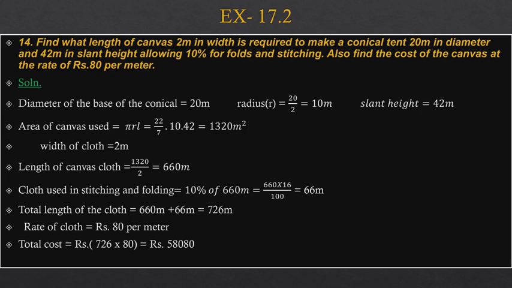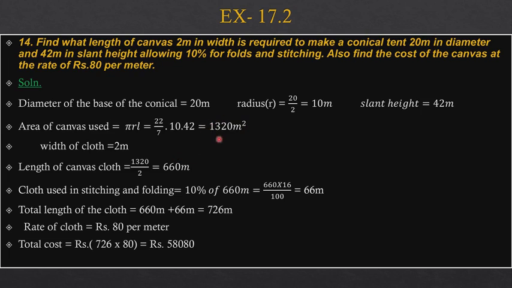Now we know that the diameter of the base of the cone is given 20 meters, so its radius will be 10 meters. Slant height is 42 meters. Area of canvas used: we need to find out the area of the canvas that is required. So pi r l, curved surface area, and when you put the formula you get 1320 as the total area of canvas that will be covered. That means the total area of the cloth required will also be this much.